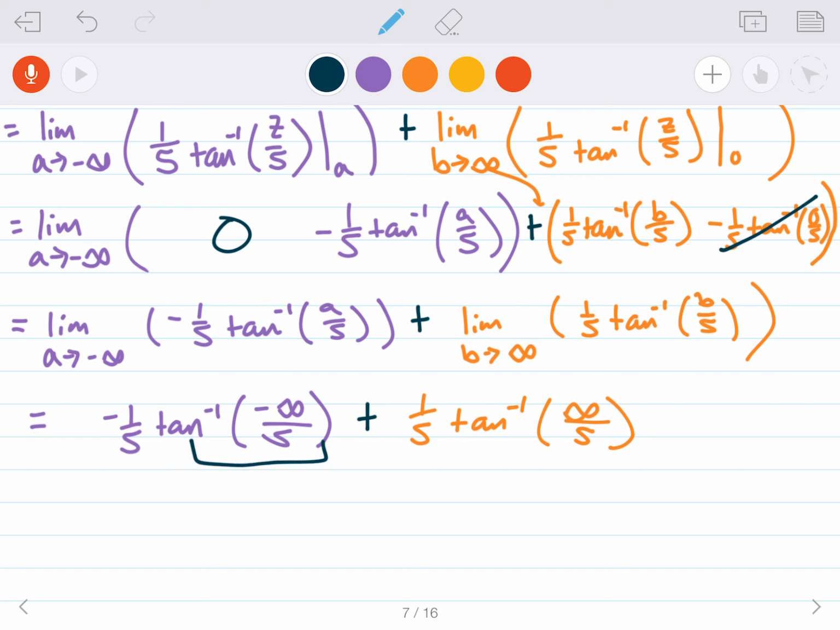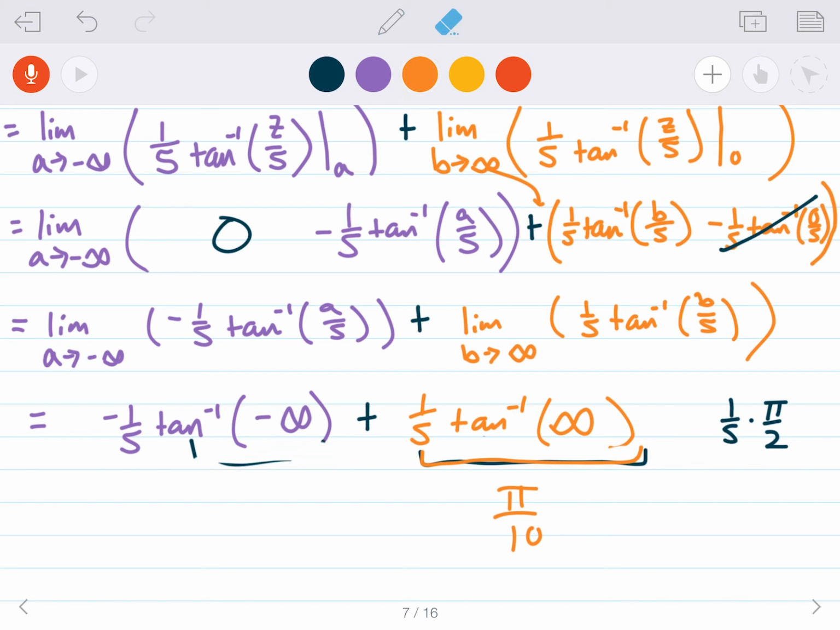So this guy is going to just go tan inverse of negative infinity over 5. Negative infinity over 5 is simply negative infinity. So let's replace that. And over here, infinity over 5 is simply infinity. So let's replace that. So in the previous problem, we saw that tan inverse of infinity was pi over 2. So this whole thing is going to be a fifth times pi over 2, which is pi over 10. All right. So this whole thing goes to pi over 10 in orange.